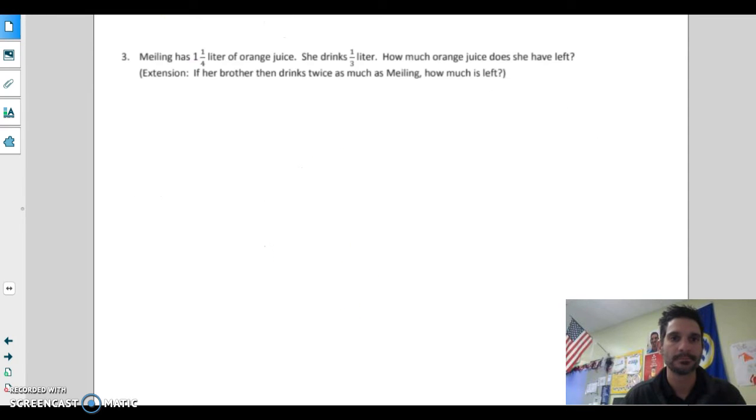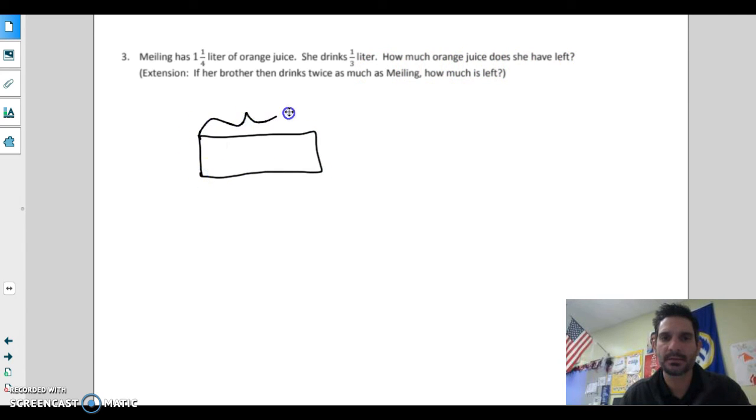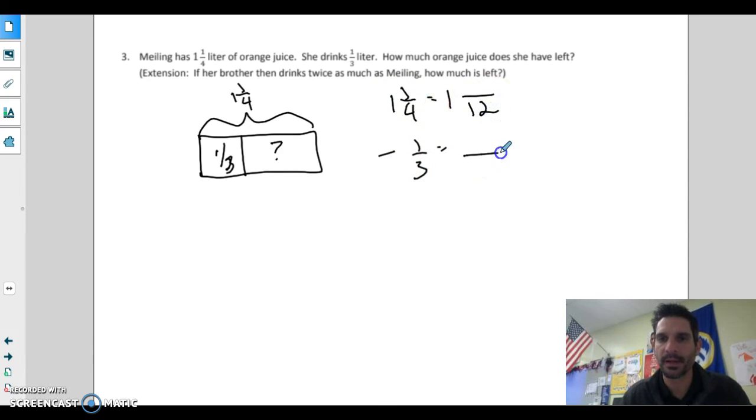Next one. Okay. Mealing has 1 1/4 liter of orange juice. She drinks 1/3. How much orange juice does she have left? So basically, here's my little diagram here, guys. 1 1/4. And she drinks 1/3. So then I want to know how much she has left. So 1 1/4 minus 1/3. I'm going to make it 12 as my denominator. That's a 4. That's a 3.